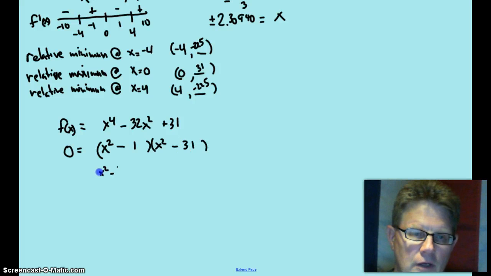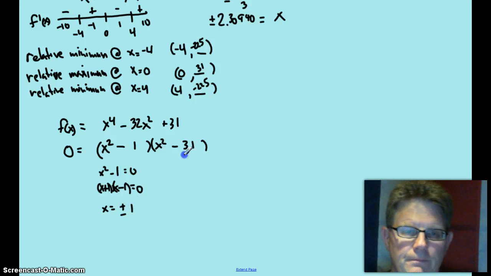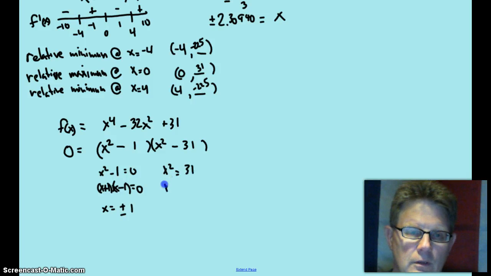So x squared minus 1 equals 0. X plus 1 times x minus 1 equals 0. X equals plus or minus 1. X squared equals 31. X equals plus or minus root 31. So we need that as a decimal so we can graph it.